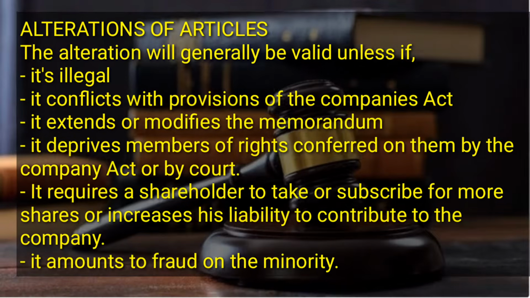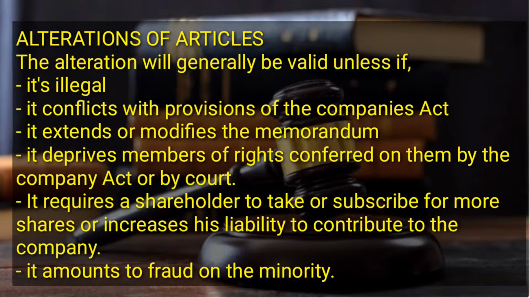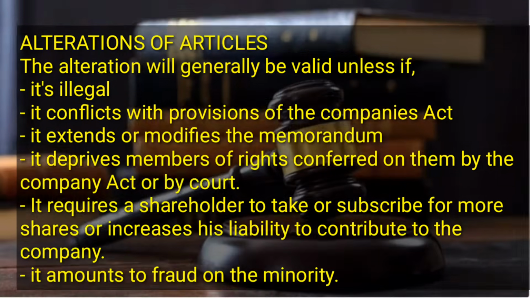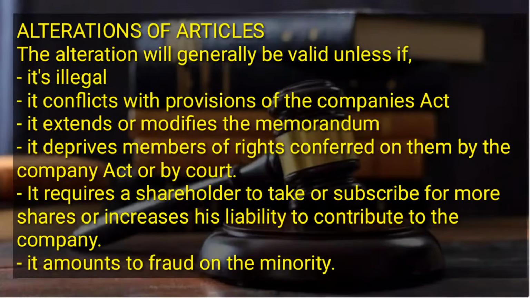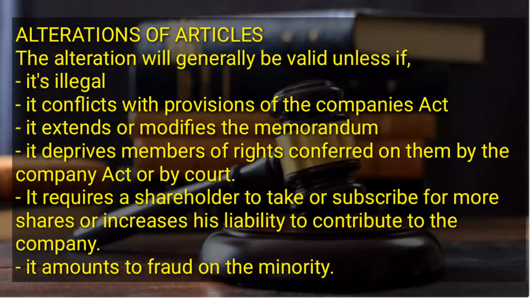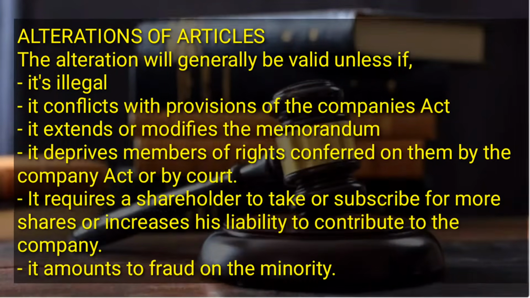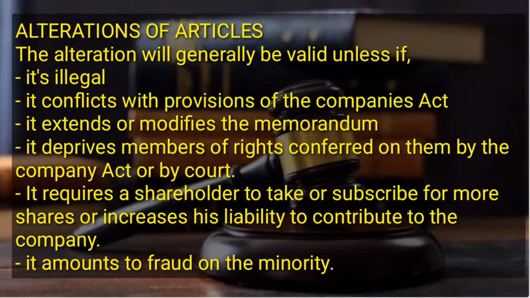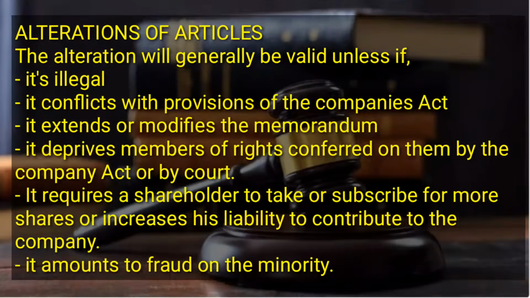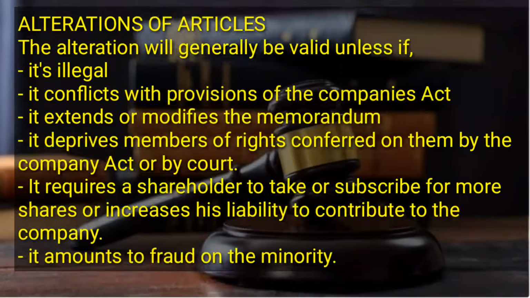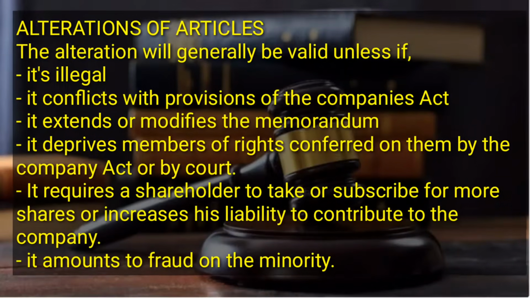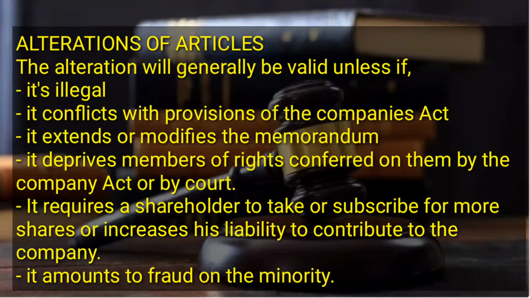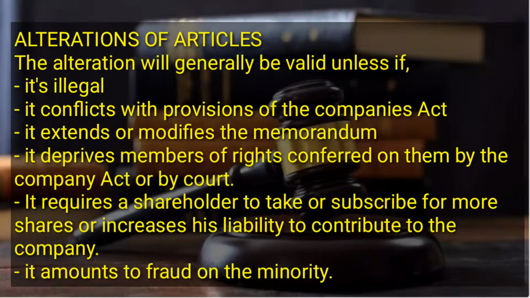Let's look at the alterations of the Articles of Association, or change of the Articles of Association. A company can alter its Articles of Association by a special resolution. A special resolution is an agreement passed by a majority of not less than 3/4 of such members as are entitled to vote. And the alteration will generally be valid unless it's illegal, unless it conflicts with the provisions of the Companies Act, unless it extends or modifies the Memorandum of Association.